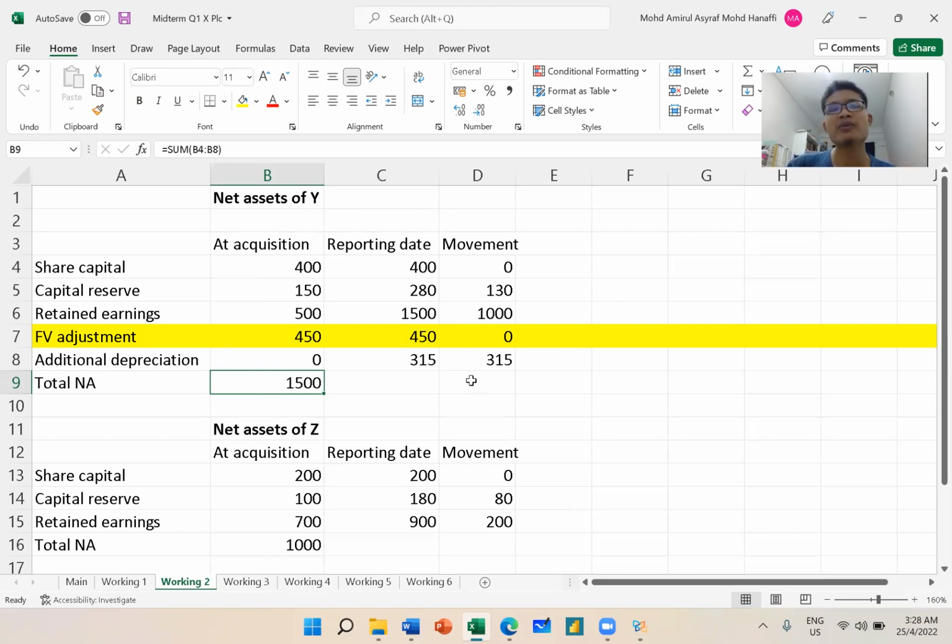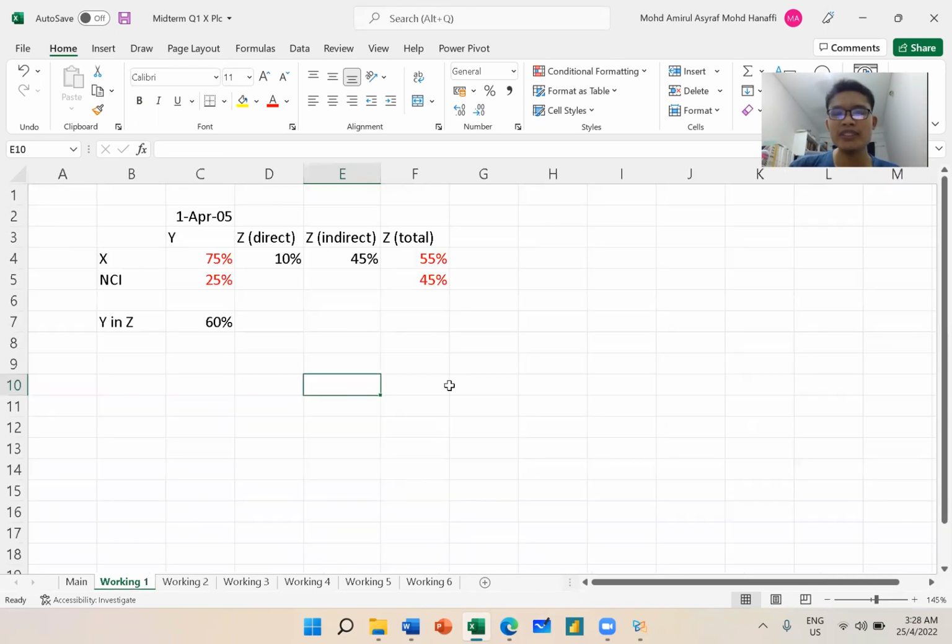When we go back to capital reserve, it is important to know the ownership percentage. When there are three companies, one parent, a subsidiary and a sub-subsidiary, you need to know the ownership for the first subsidiary and the NCI portion, and then the ownership for the sub-subsidiary and the NCI portion. Why is this important? Because we want to calculate capital reserve.